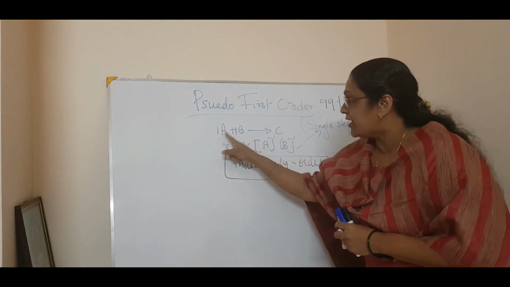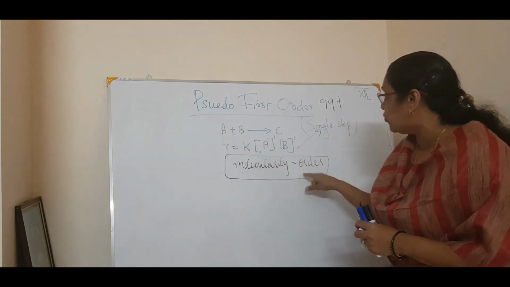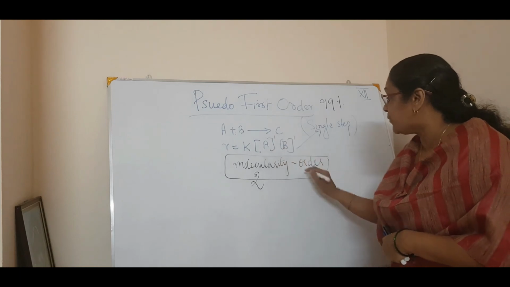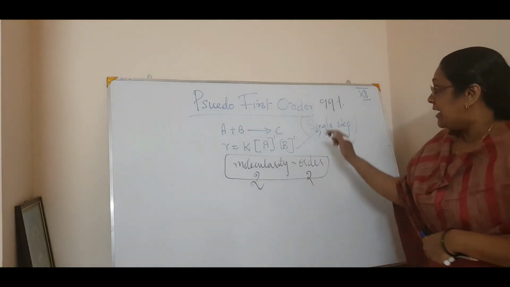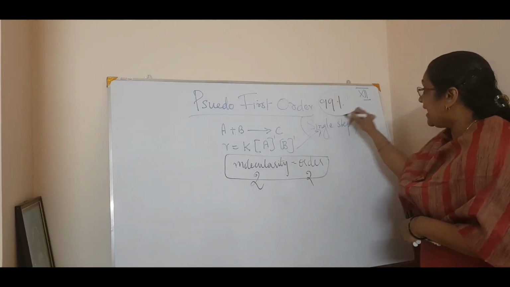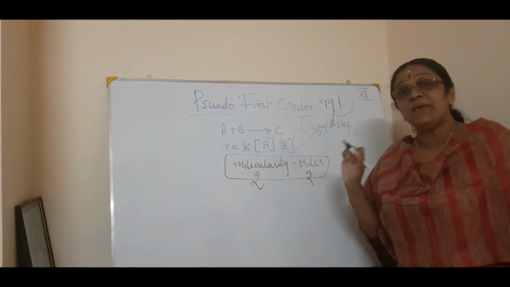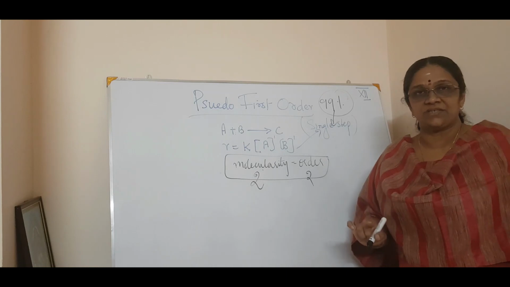So, what is the molecularity here? 1 plus 1, that is 2. Molecularity is 2. What is the order? 1 plus 1, 2. So normally, in 99% of elementary reactions, the molecularity will be equal to the order of a reaction.